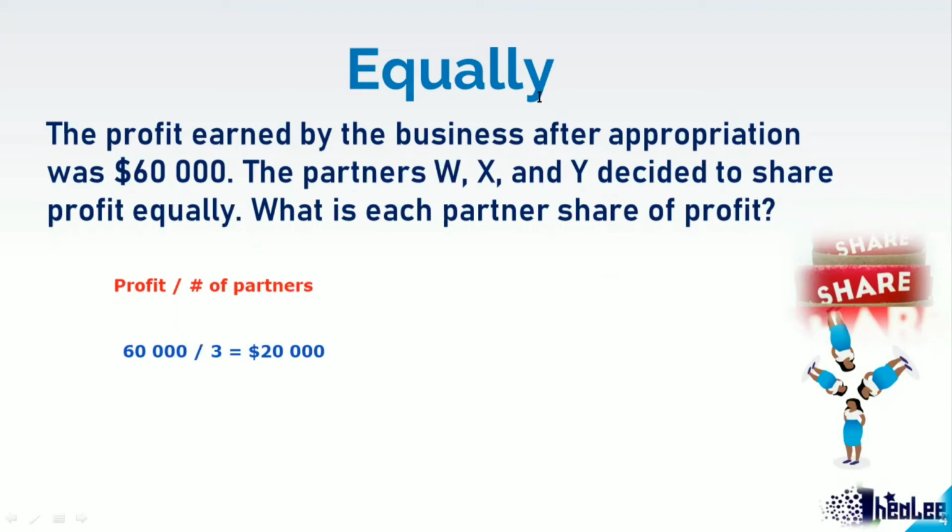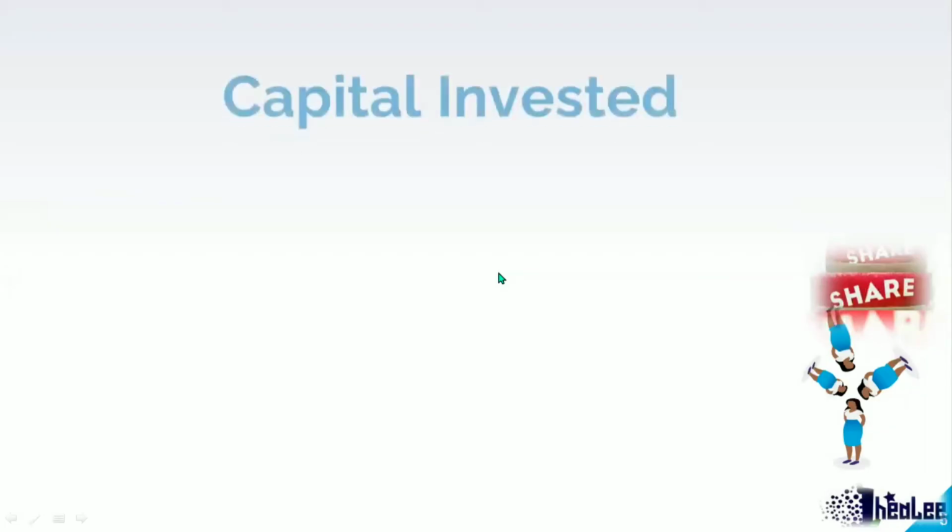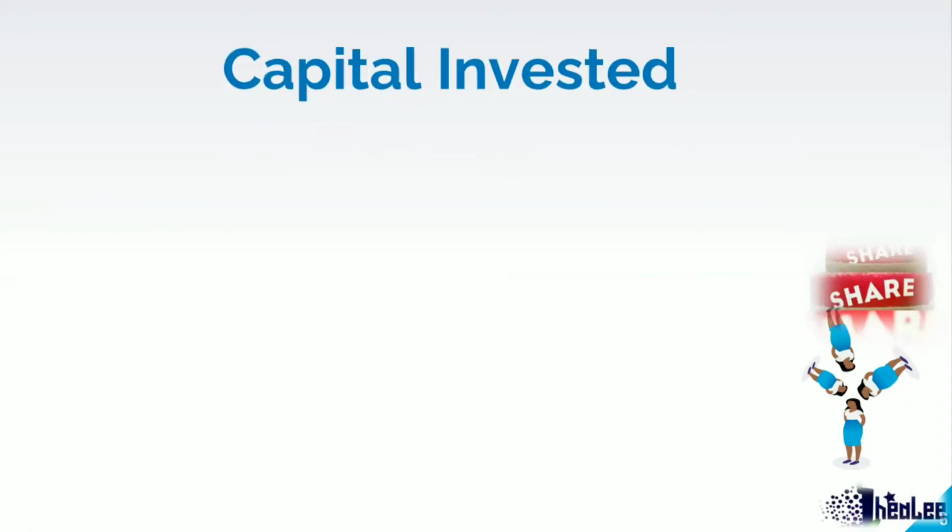Okay? So we're now going to take a look at another way in which profits and losses can be shared, and that is by the capital invested by each partner, the capital contributed by each partner. Now, all of this information would be presented in the partnership deed upon the start of the business. So the deed will indicate, based on agreement among the partners, how the profits and losses are to be shared. But if there is no deed, it must be shared equally. All right?